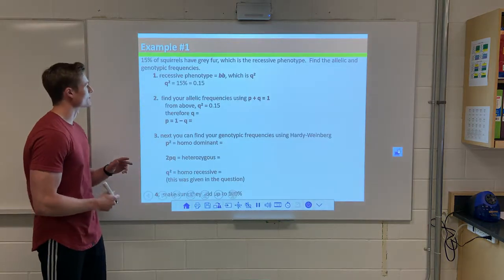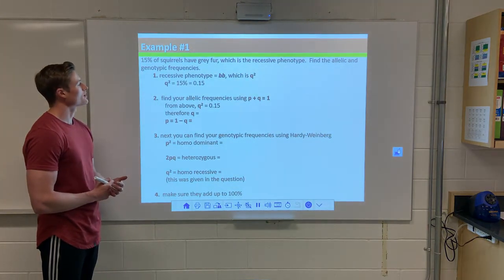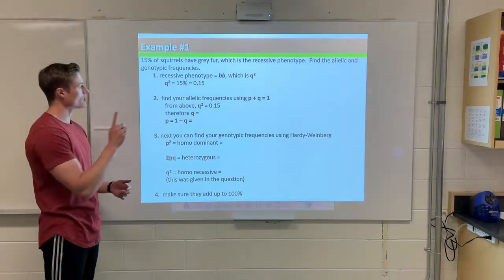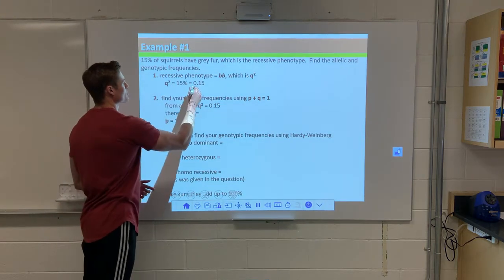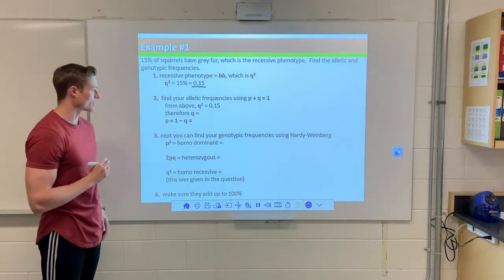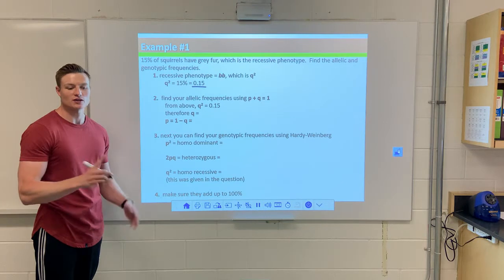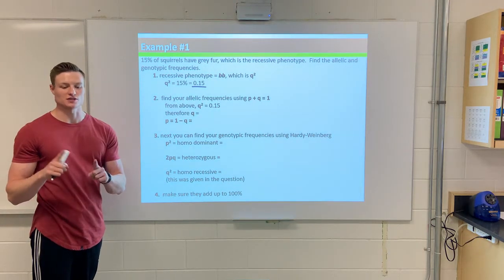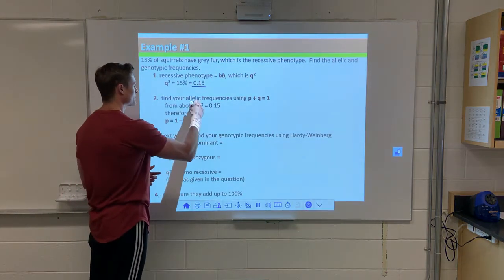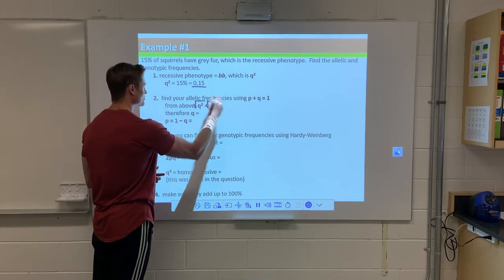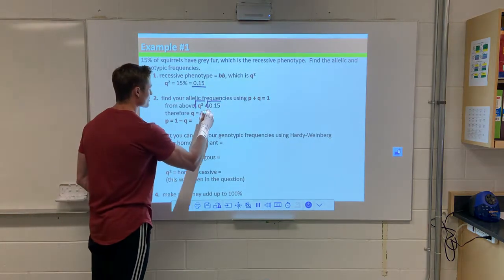So let's go through a little example here. Let's say 15% of squirrels have gray fur, which is the recessive phenotype. What are the allele and genotype frequencies? So we know that little b, which relates to q squared, is 15%, which is going to equal 0.15. All right, our first step will be to do this. We can't solve for p, can't solve for p squared because we don't know it. We need to solve for q first because this is the only variable we can solve for. Now, how will we solve for q? Well, if it's squared, the way around that is to square root both sides. So we're going to square root both sides, so our q will equal 0.39.